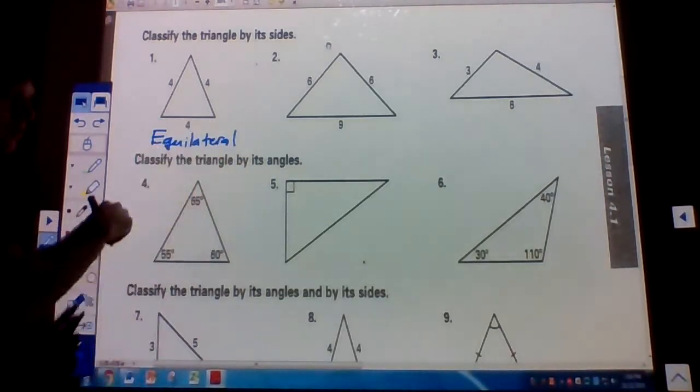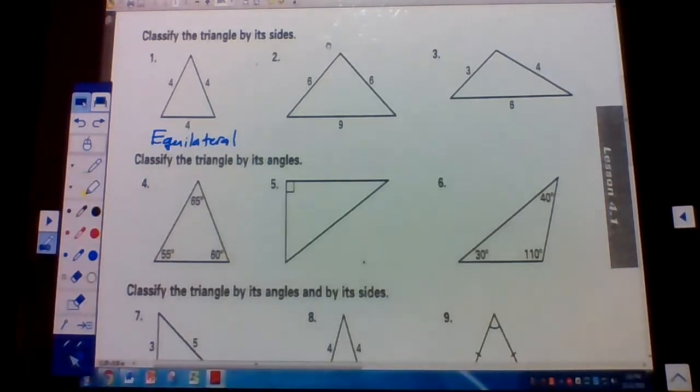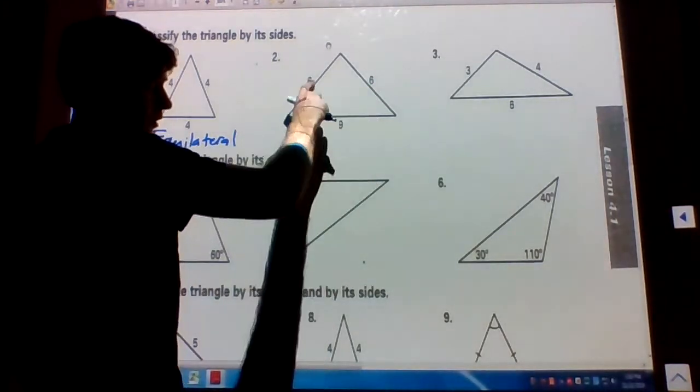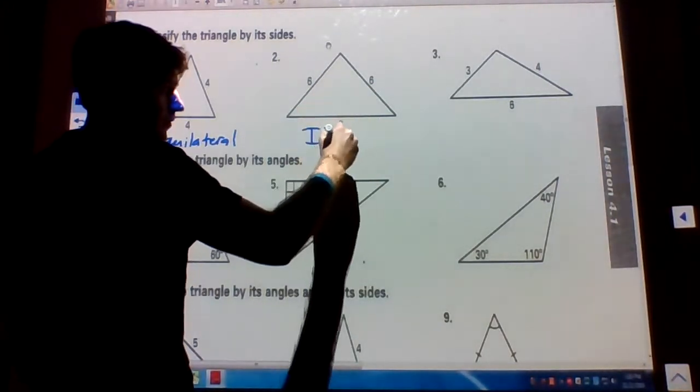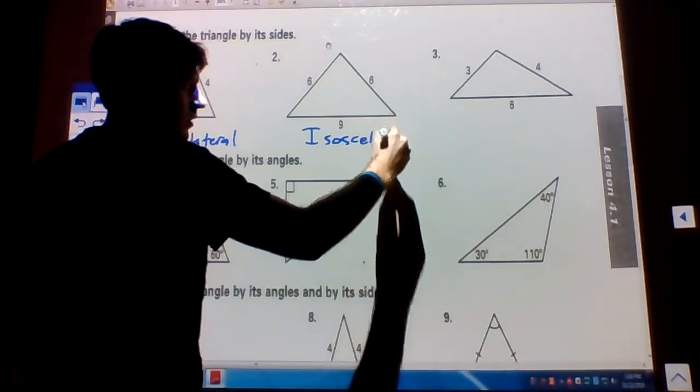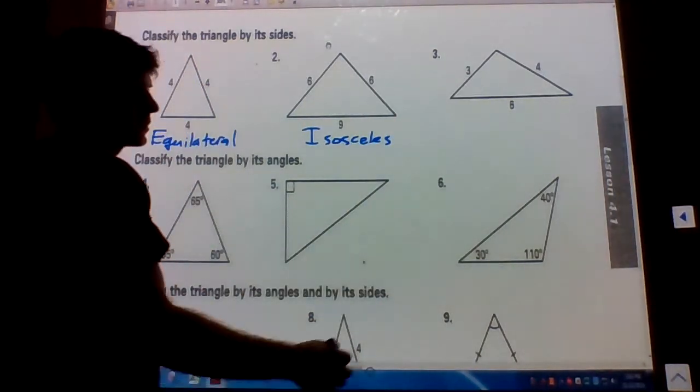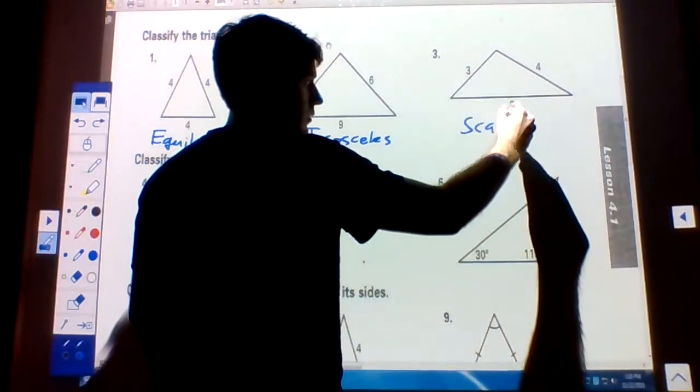Equi means equal, lateral means side. So if you're moving laterally, you're moving side to side, so equal sides. Here we have 6, 6, and 9. So these two are the same, so it's isosceles. Okay, and then 3, 4, and 6 are all different, so it's going to be scalene.